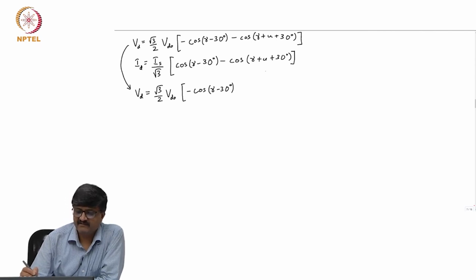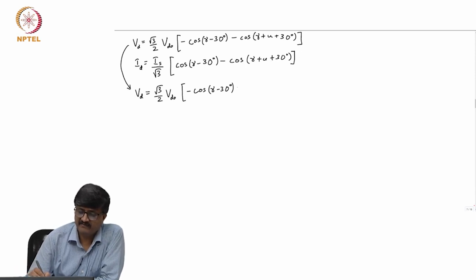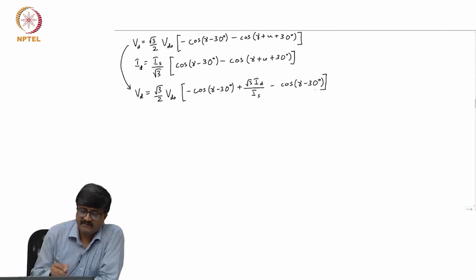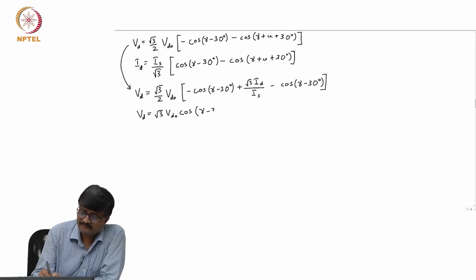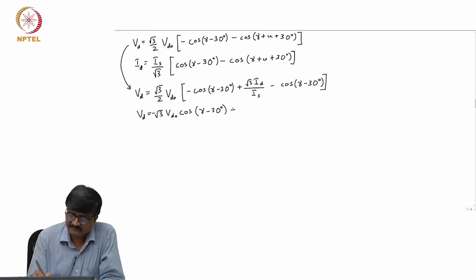So, I use the next equation to eliminate cos gamma plus U plus 30 degrees. If I do that, I get plus root 3 ID by IS minus cos gamma minus 30 degrees. If I simplify this, I get root 3 VDO cos gamma minus 30 degrees with a negative sign. So, minus root 3 VDO cos gamma minus 30 degrees plus 3 VDO by 2 IS ID.